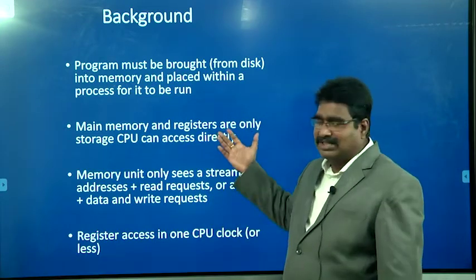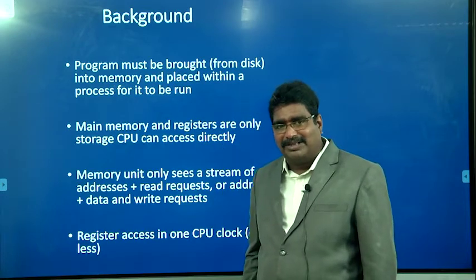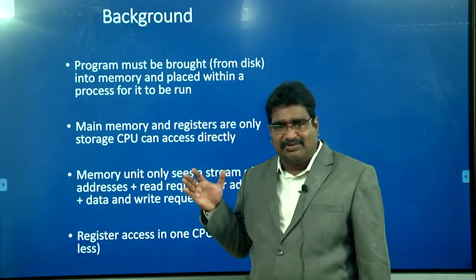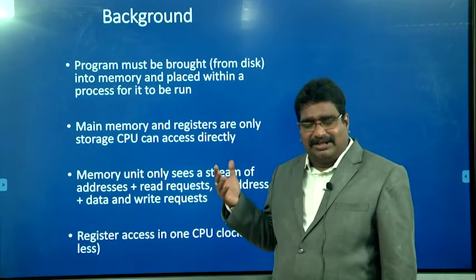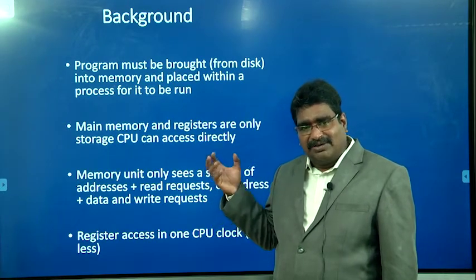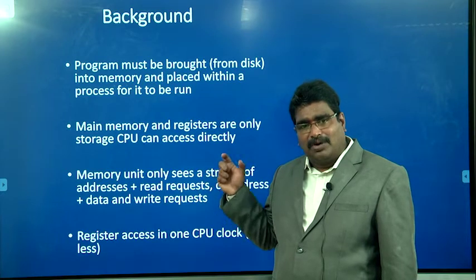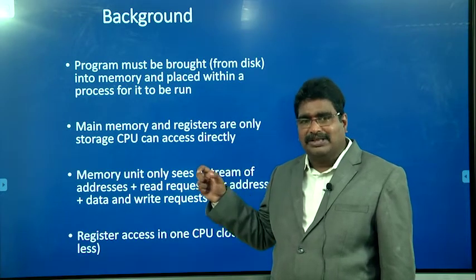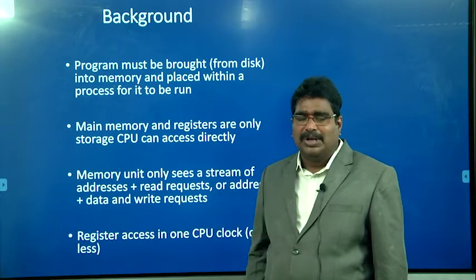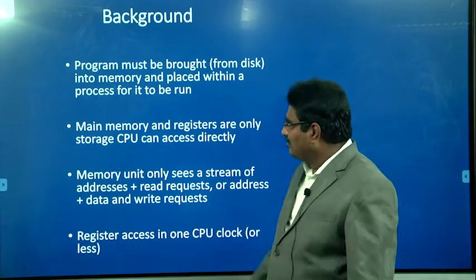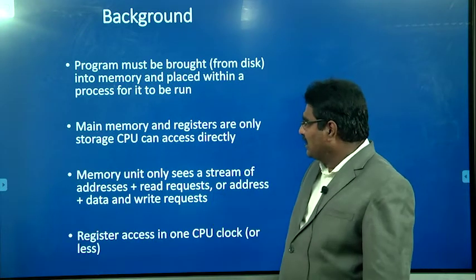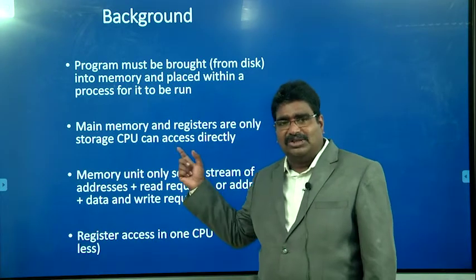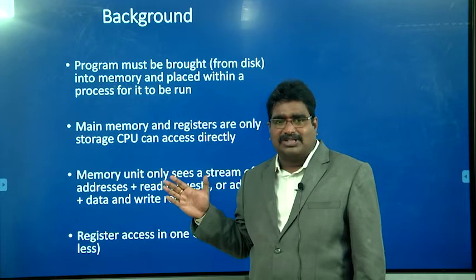And the next one is the primary memory. What is the primary memory? The RAM. The RAM is the fastest accessible one after the registers. Whenever a program wants to run, that program must be available in the primary memory, and only then is the processor able to access the data. So the main memory and registers are the only storage the CPU can access directly. In addition, there is also a cache memory available.